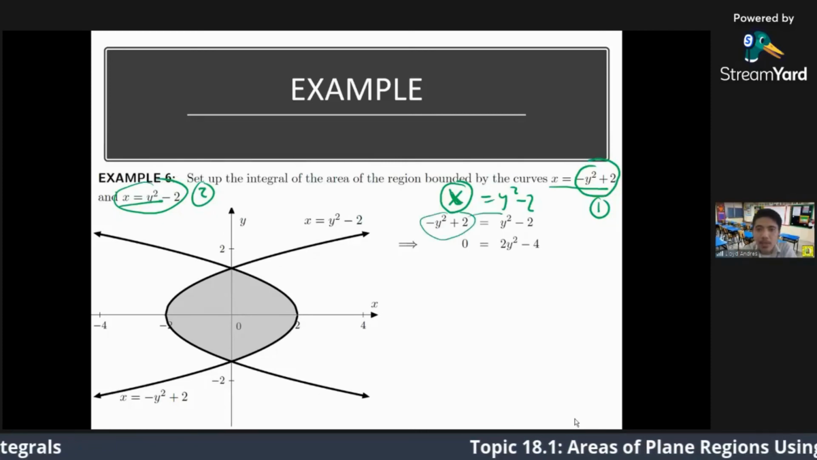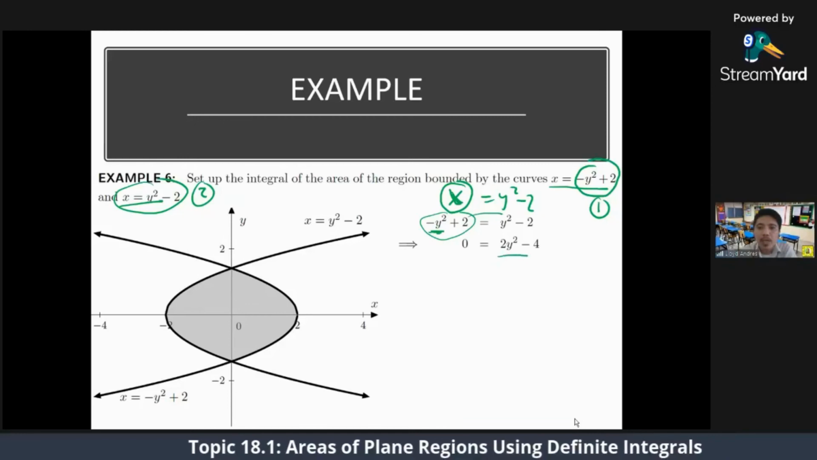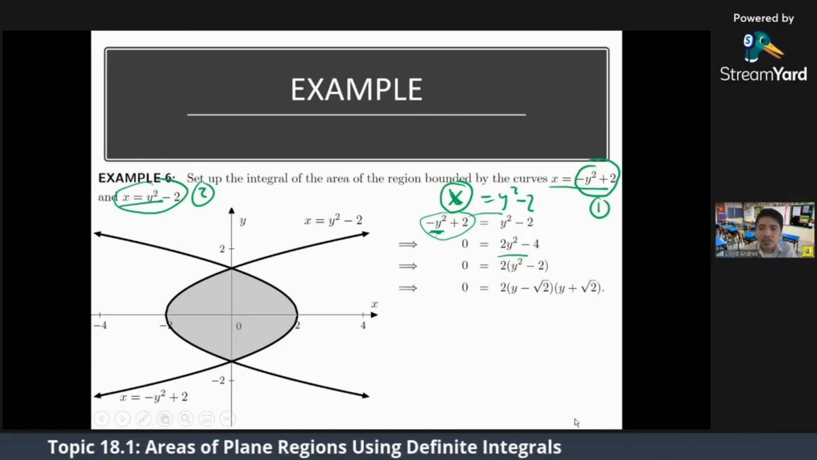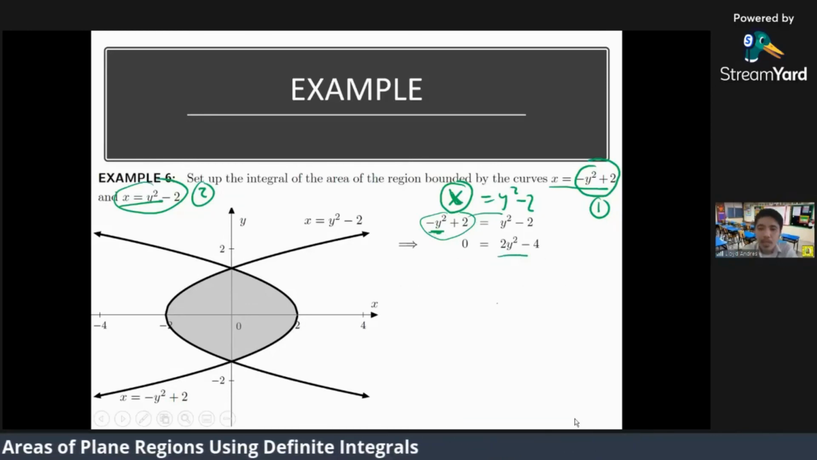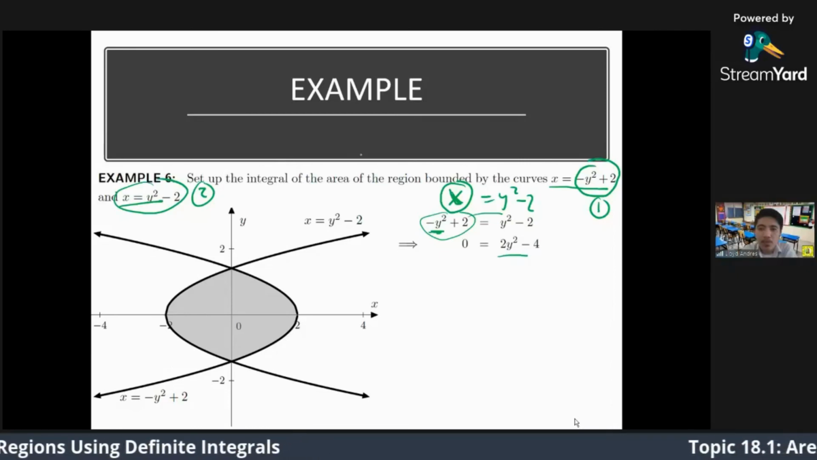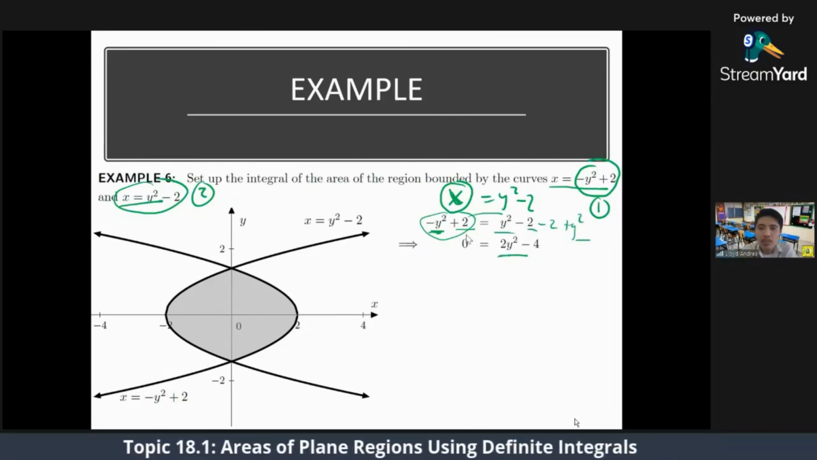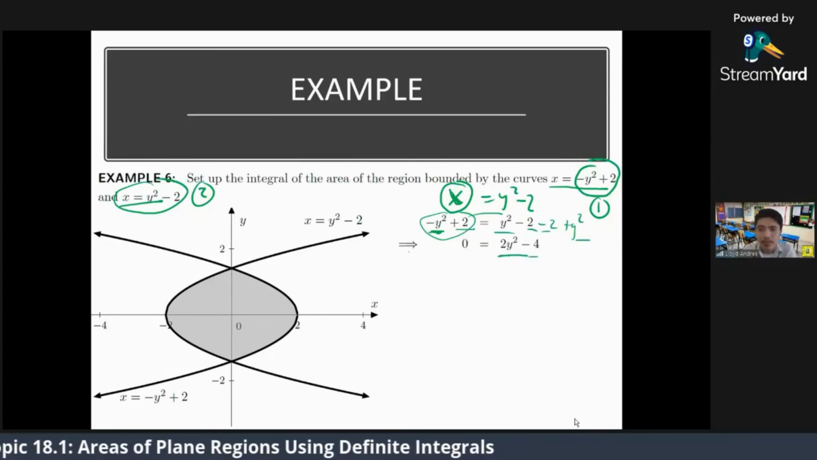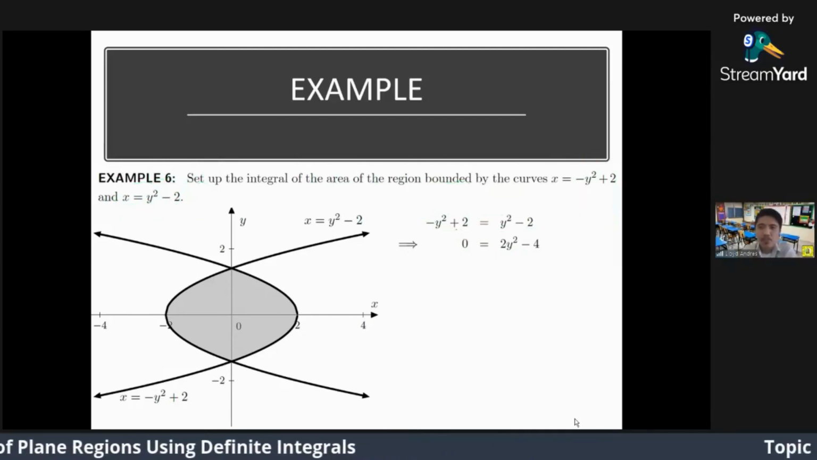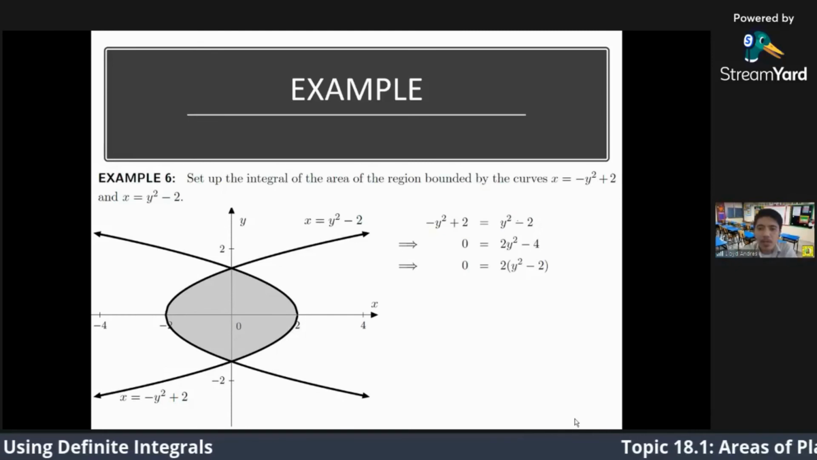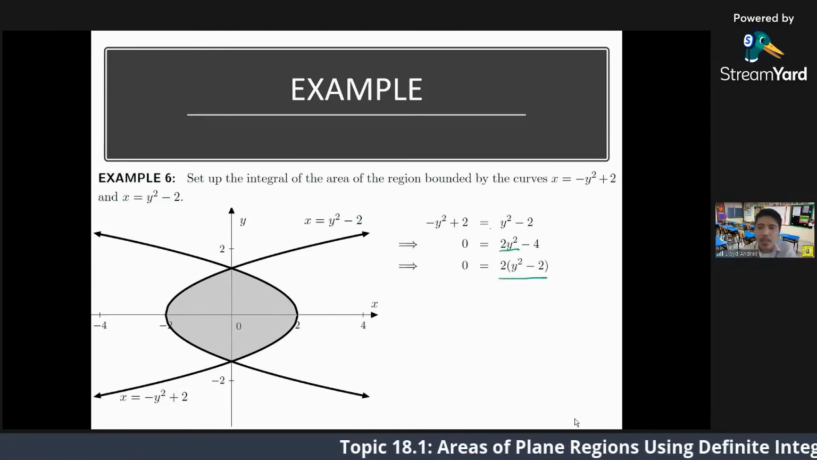So the negative y squared becomes positive y squared, making 2y squared. And the positive 2 becomes negative 2, negative 2 plus y squared. So y squared plus y squared is 2y squared, and negative 2 plus negative 2 is negative 4. Then factor out 2.